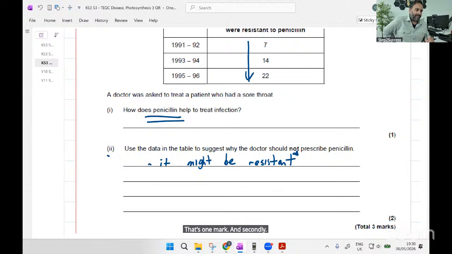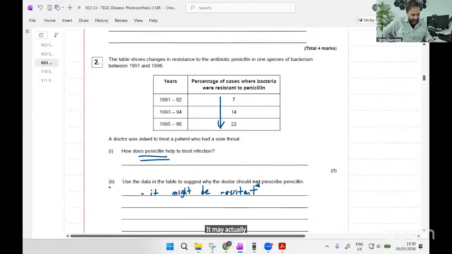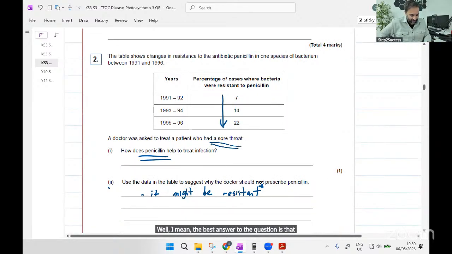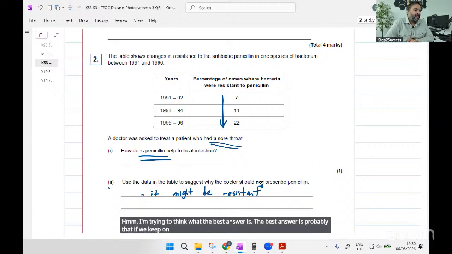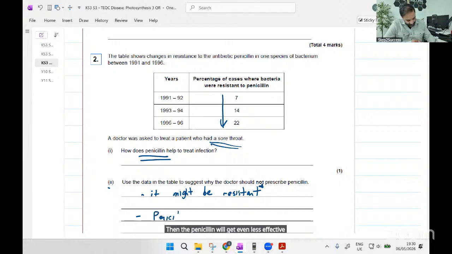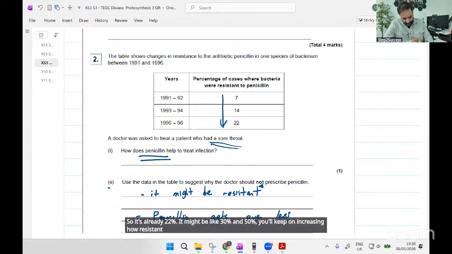And secondly, the best answer to the question, I'm trying to think what the best answer is, is probably that if we keep on prescribing this, then the penicillin will get less and less effective because over time these things get more and more resistant. So it might already be resistant, but if we keep prescribing it, then the penicillin will get even less effective. So it's already 22%. It might be like 30%, then 50%. You'll keep on increasing how resistant this bacteria is.